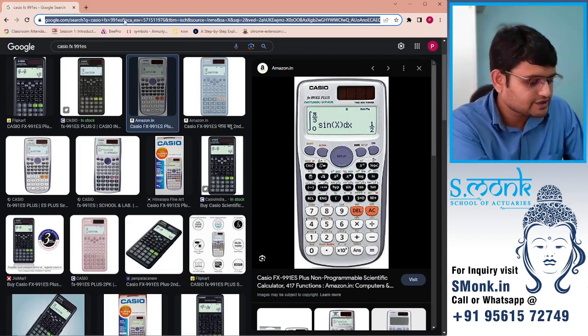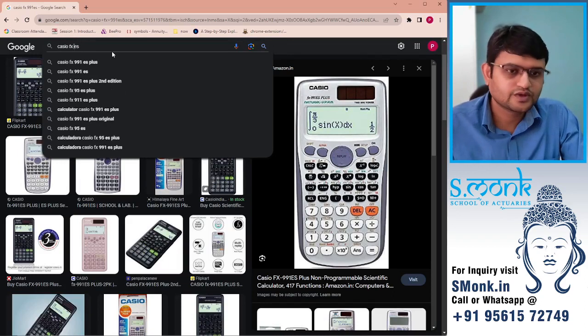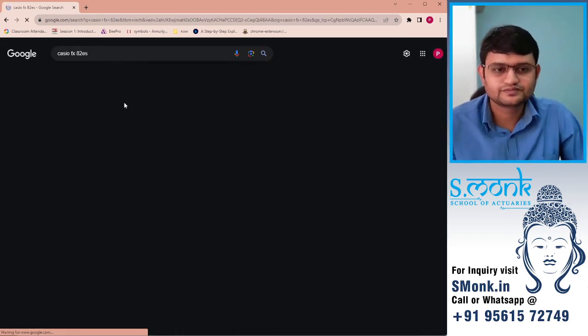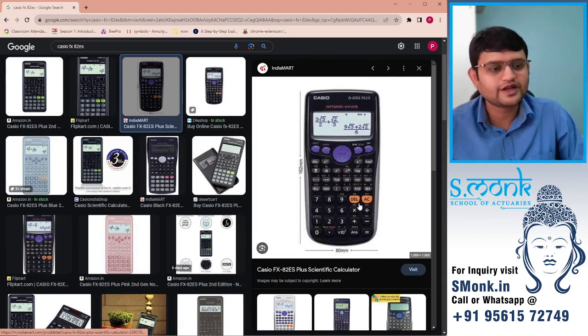Now the 82 ES Plus will also look almost the same. I'll show you. Just the colors are slightly different. So this is how the old 82 ES Plus used to look. Again, the layout is almost the same. So we'll study from one.